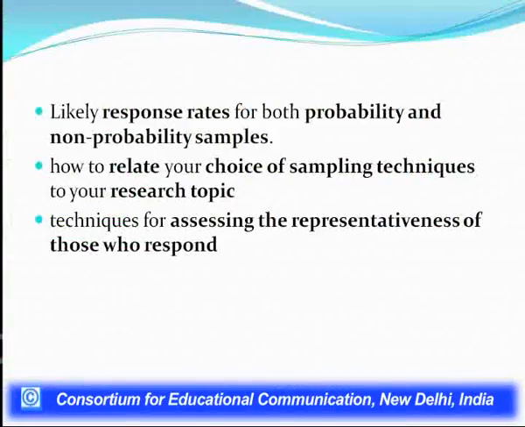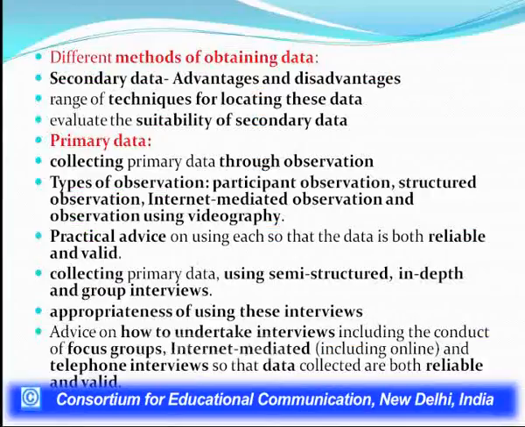And of course, you have to be very clear about your Likert scales, your response rates, and your choices of sampling techniques, because for different research topics, the suitability of the research methodologies and techniques is different. If your sample size is small, the methods are different. If your sample size is large, the method is different, because the techniques for assessing the representativeness of those who respond are also different. So we have two types of data with us, primary data and secondary data.